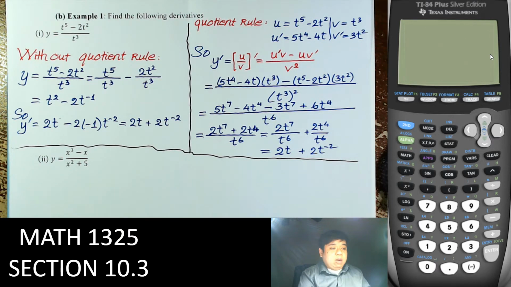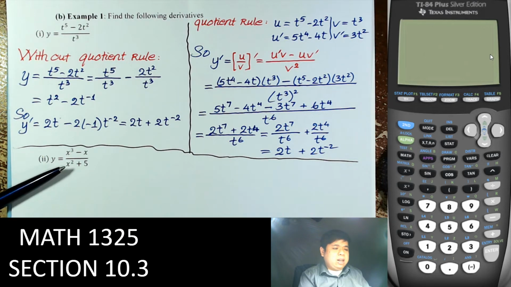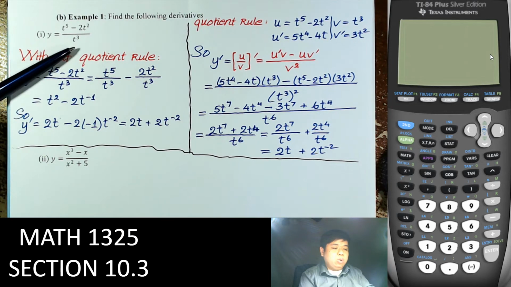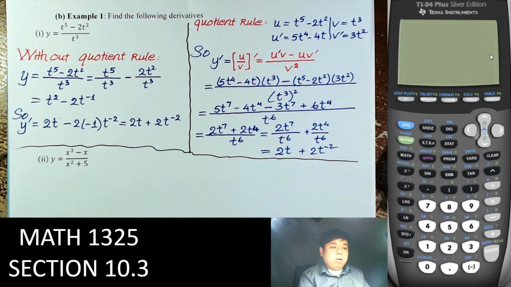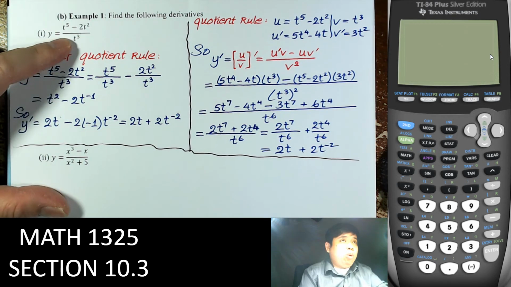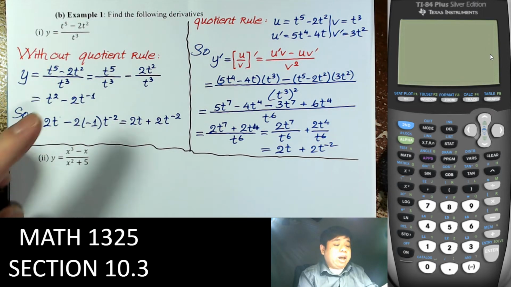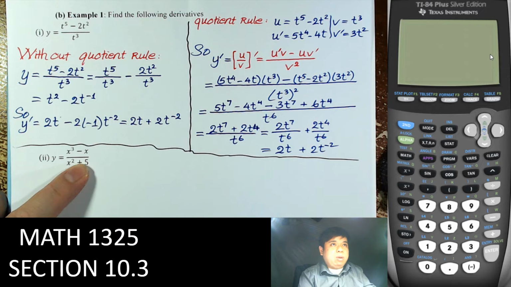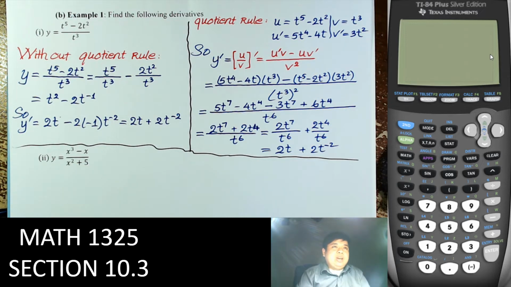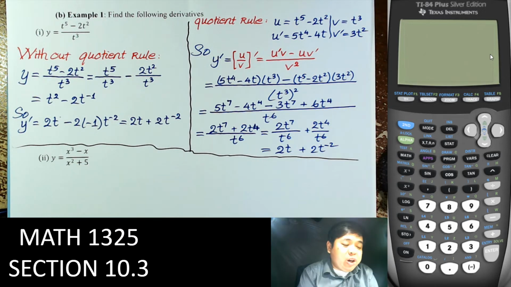Right, now on this one we have to use the quotient rule. What makes it so that this one we can use the quotient rule, and this one we cannot? The problem is this one we have t cubed at the bottom. We can always split the top, we can never split the bottom. So it's just x squared plus 5 at the bottom, and we cannot really do anything.